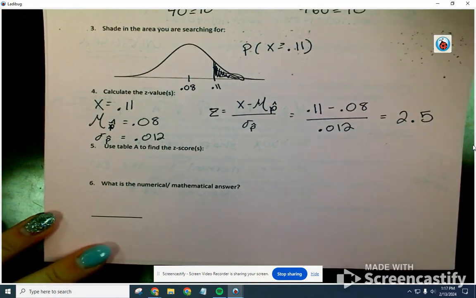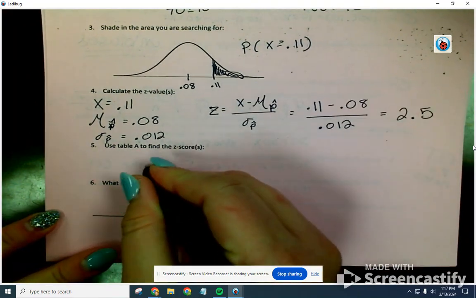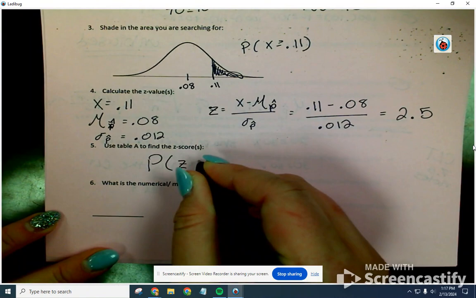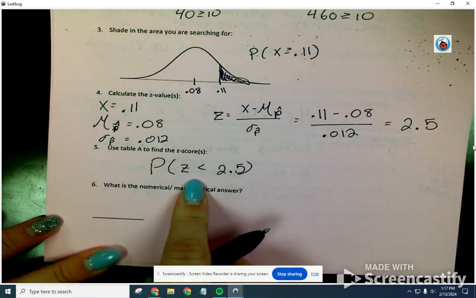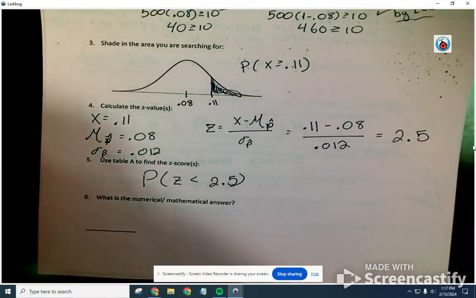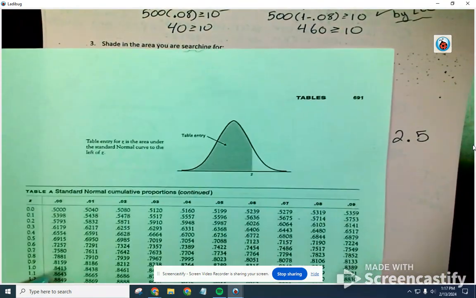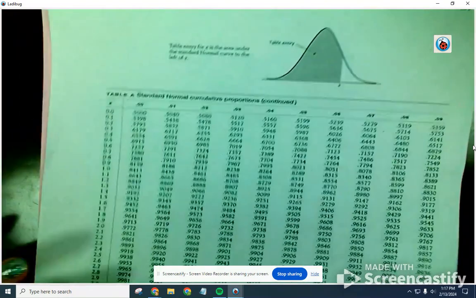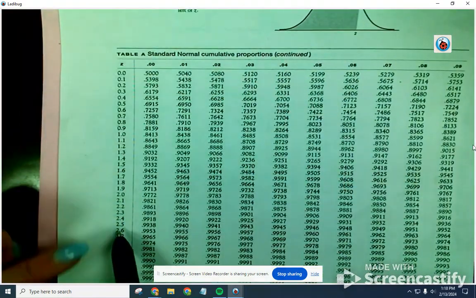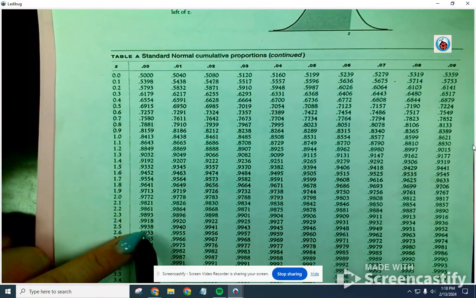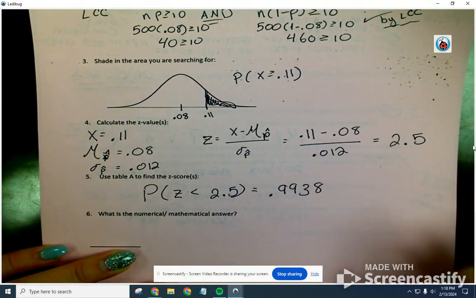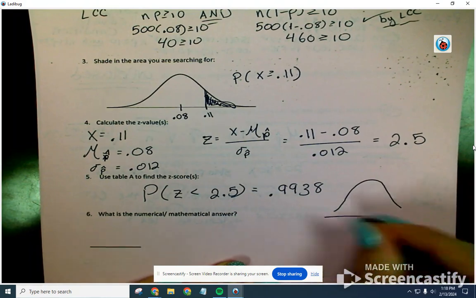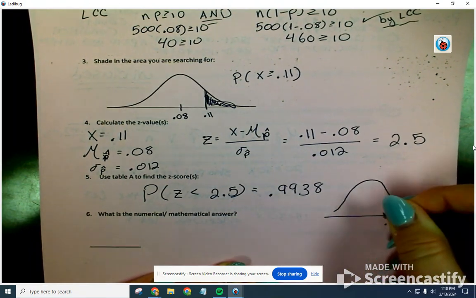Next up, it says use Table A to find the probability. So we're going to look for the probability that z is less than 2.5. Now, the reason why I say that it's less than is because in Table A, it only shows us the shaded area to the left. It only shows us less than. So we're going to go to 2.5. The next number would be a 0. So 2.50 would give me 0.9938. Now, that is the shaded area to the left.